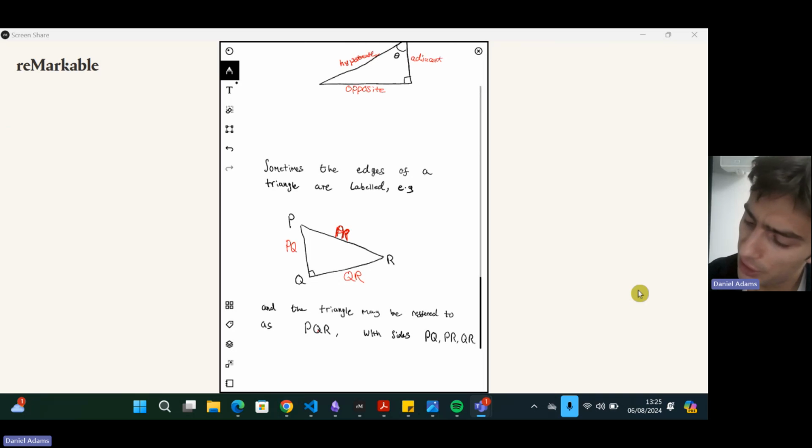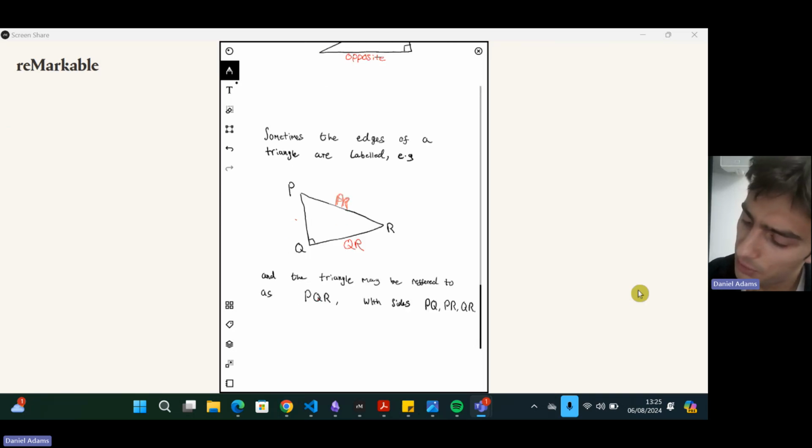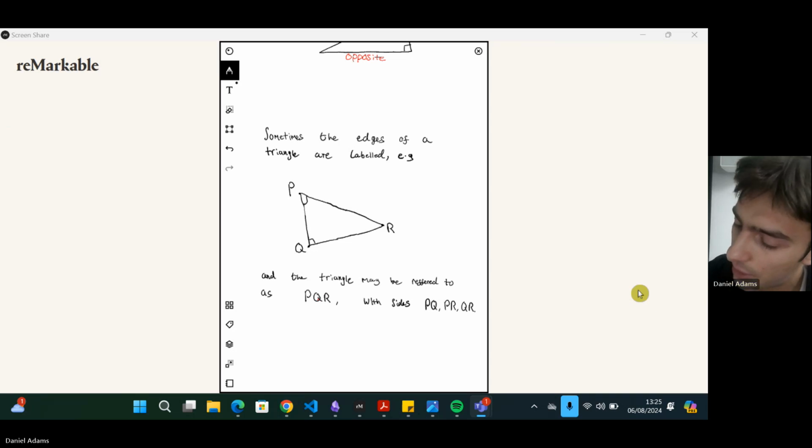Lastly, I just want to say, sometimes people label the vertices of their triangle. So they'll have a triangle like this, and they'll label these vertices here, here, and here as P, R, and Q. Okay, notice I'm not saying the angle is called P. I'm just saying the vertices, so this point, and this point.